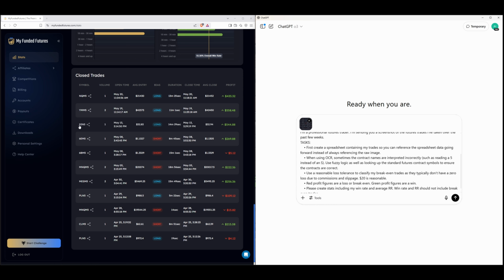So sometimes this SIN5 will be interpreted as SIN S. So this is why I say, look, use fuzzy logic as well as looking up the standard futures contract symbols to ensure the contracts are correct.